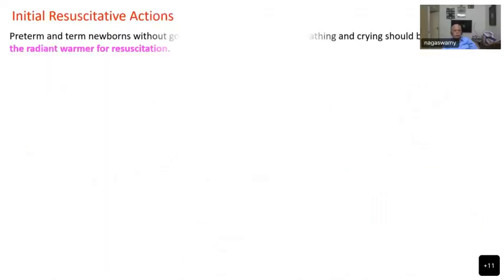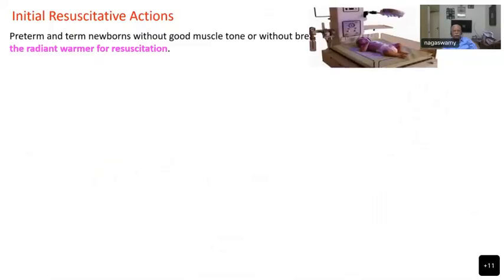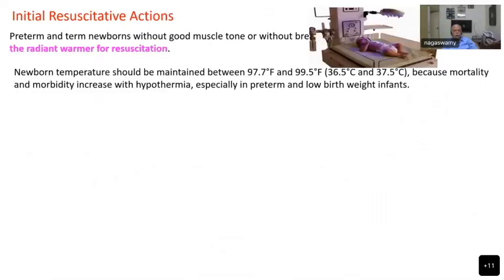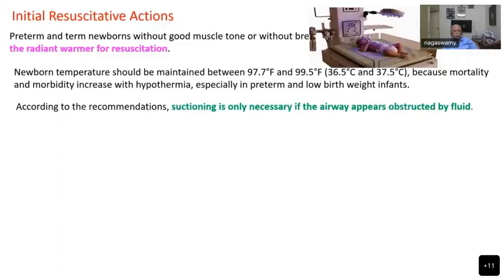And then initial resuscitative actions: preterm and term newborns without good muscle tone, or without breathing and crying, should be brought to the radiant warmer for resuscitation. So try to do it under the warm lights. Don't do it on just a simple trolley or something like that. And newborn temperature should be maintained between 36.5 and 37.5. Morbidity increases with hypothermia, especially in preterm and low birth weight patients.